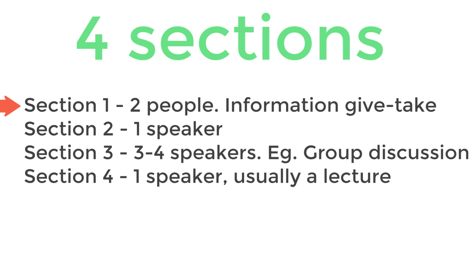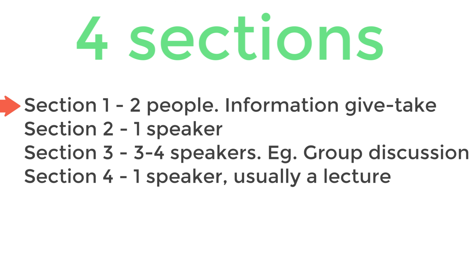There are 4 sections in the IELTS test, and each section is different in the number of speakers and in the topics they talk about. Section 1 always has 2 people talking. It is an informal discussion and it's more of an information give and take. What do I mean by that? For example, if a person wants to sell a fridge and another person wants to buy it, the information given to one another might be what the color of the fridge is. It's white. What is the price of the fridge?